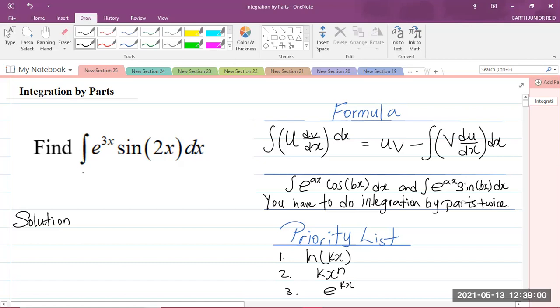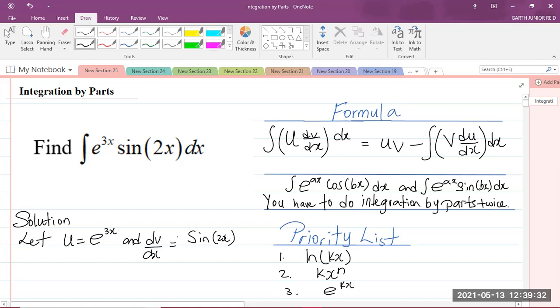So what will be my u term? Here, you realize that I have e to the 3x and I have sine of 2x. Now, there are no trigonometric functions in the priority list. So automatically, you know that u is going to be equal to the exponential term, which is e to the power of 3x. And the dv by dx term is going to be equal to sine of 2x.